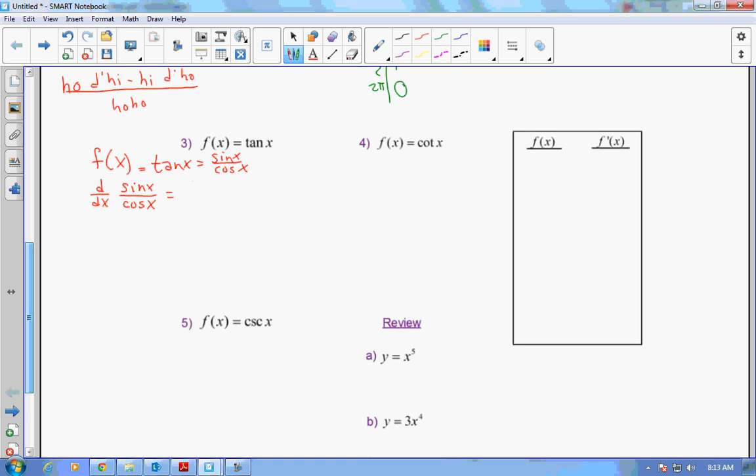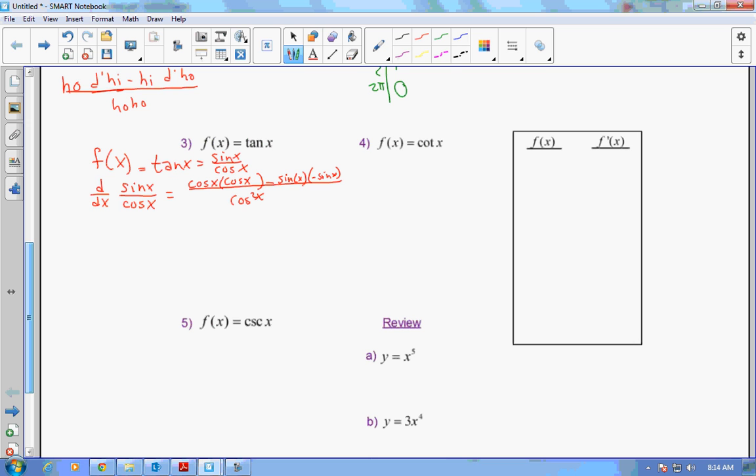Ho is the low. Cosine x times the derivative of the high. Sine is the high. What's the derivative of sine? I just did it. What's the derivative of sine? Cosine. So we put cosine x. Minus high, which is sine, times d ho, the derivative of cosine: negative sine. All over ho-ho, or low-low, which would be cosine squared, right? And the 2 goes between the s and the x.